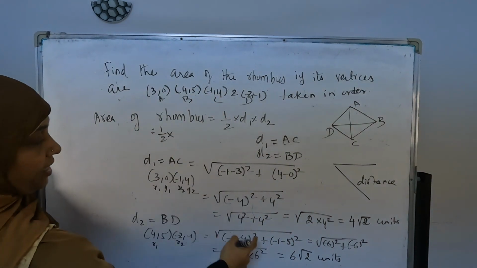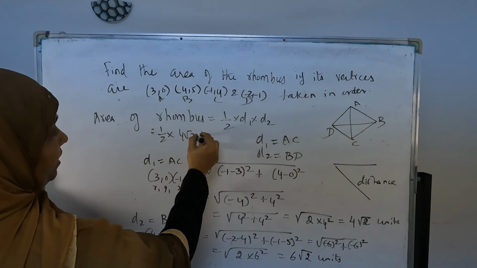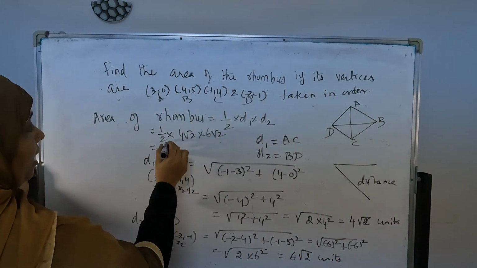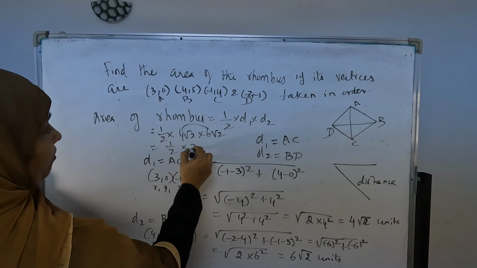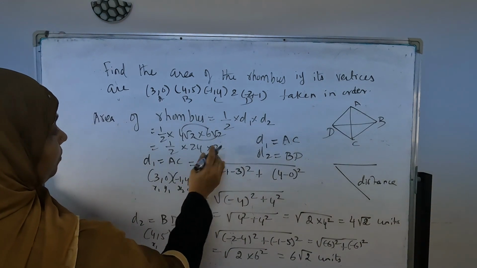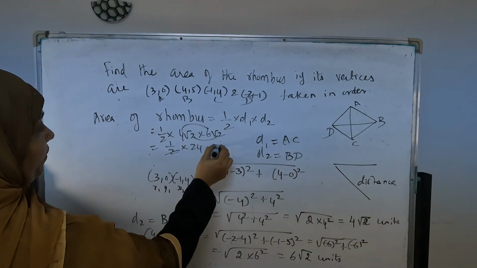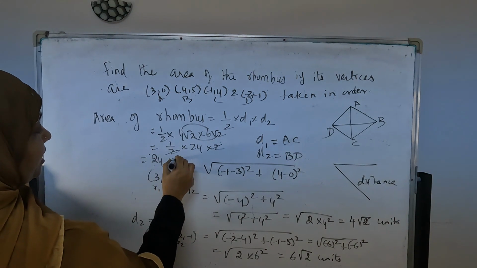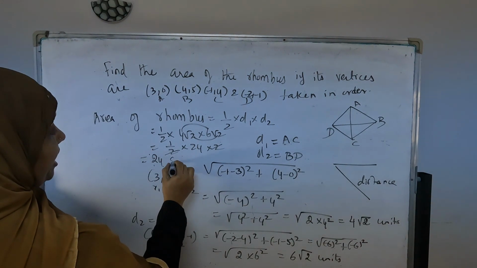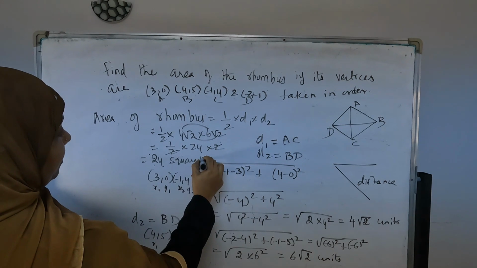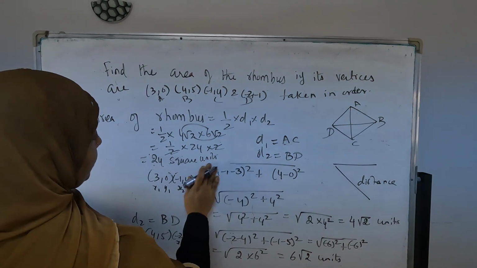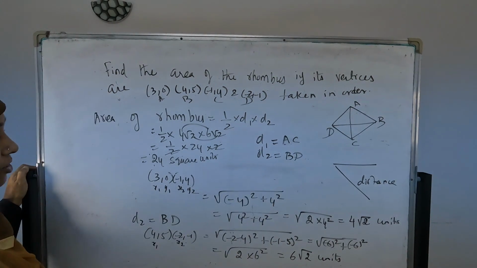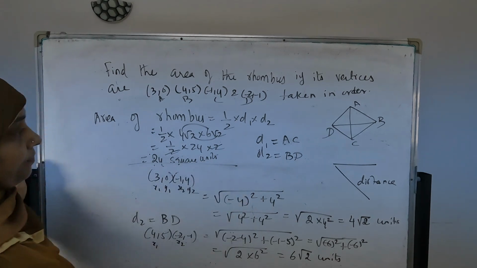Half d1 is how much? 4 root 2 and d2 is 6 root 2. So half into 4 into 6, 4 6s are 24. Root 2 into root 2 is 2, so 2 will cut. It is 24 units. The area is 24 square units because it is area. Square units, 24 square units only. This is the answer.